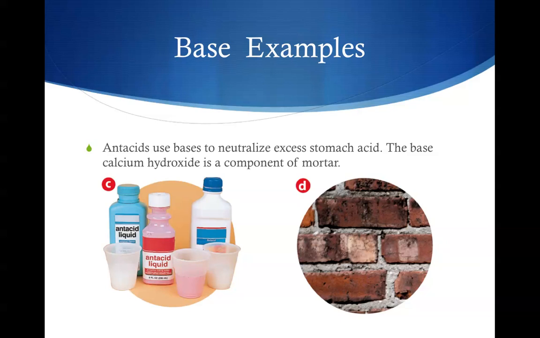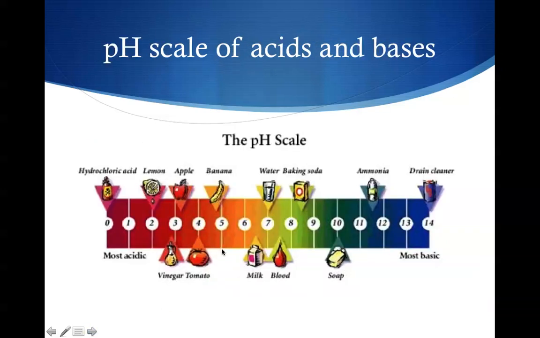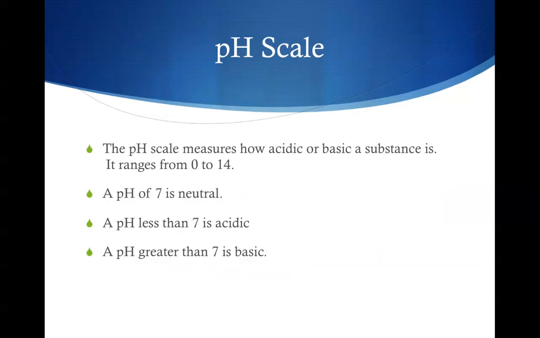Use bases to neutralize excess stomach acid when you've had too many hot dogs or whatever it is that upsets your stomach. Okay? And then also calcium hydroxide is a component in mortar, which we need to build nice brick homes. Okay? Your pH scale goes from 0 to 14. Remember, the closer it is to 0, the more acidic it is. The closer it is to 14, the more basic it is. So 7 is neutral, a pH of less than 7 is acidic, a pH of greater than 7 is basic.